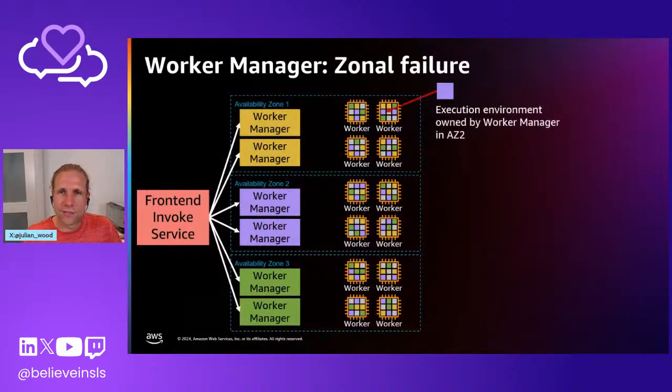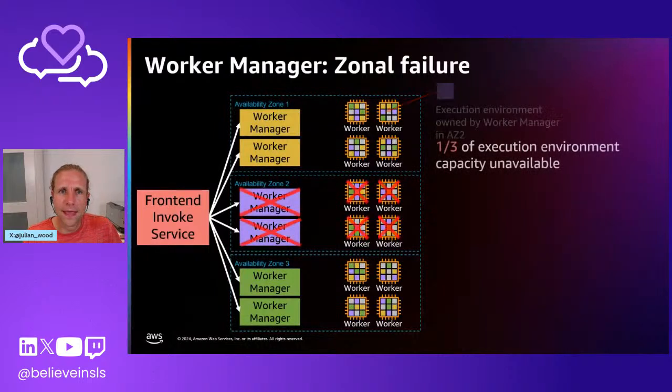And here we have an execution environment in AZ1 that is actually owned by a worker manager in AZ2. If we have a zonal failure in AZ2, that's obviously extremely rare, but something we do need to plan for. All worker managers fail in AZ2, along with all execution environments on worker hosts. So that's a third of execution environment capacity in a region gone.